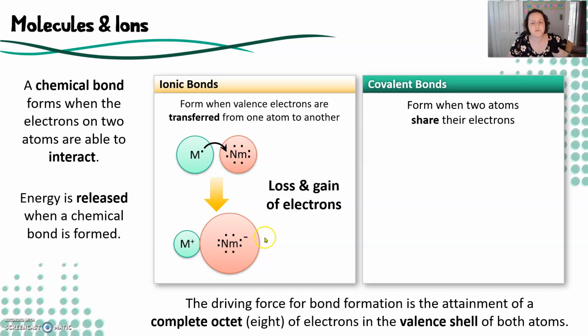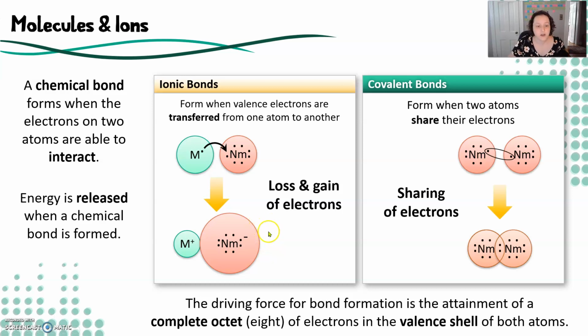This usually occurs between metals and nonmetals. Sharing of electrons usually occurs between nonmetals, forming covalent bonds, and by the end of this chapter, we'll have a better appreciation for why sharing would be preferred over exchange in certain situations. For both types of bonds, the attainment of a complete octet of electrons in the valence shell of both atoms is a driving force for bond formation.